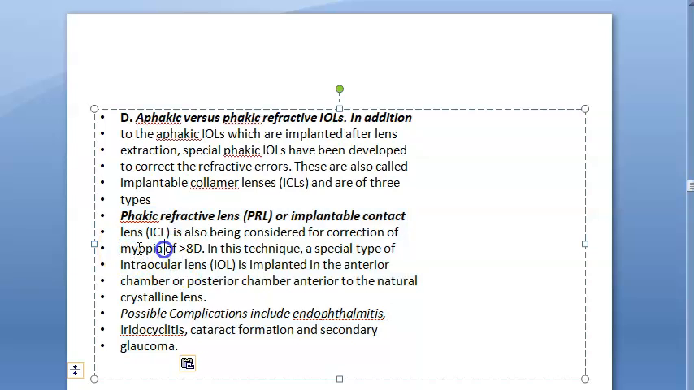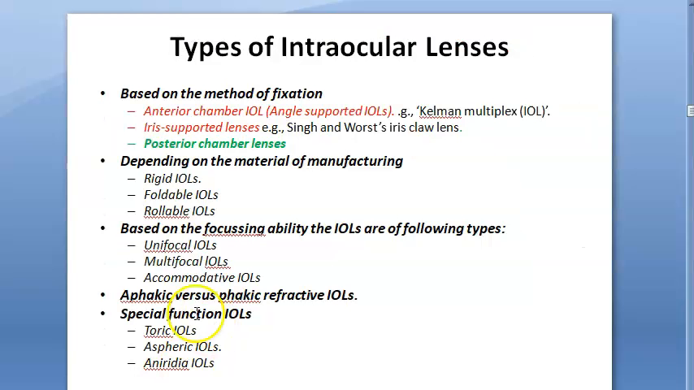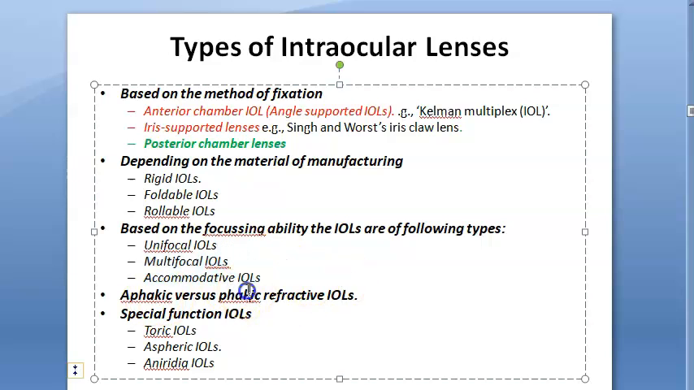So if a person has myopia greater than 8 diopter, a special type of intraocular lens is implanted in the anterior chamber, okay, or the posterior chamber anterior to the natural crystalline lens. So with the natural lens, they are putting an artificial lens. Okay, if the myopia is greater than 8 diopter. So people, what are we looking at? Types of intraocular lens. We are done till here, right?